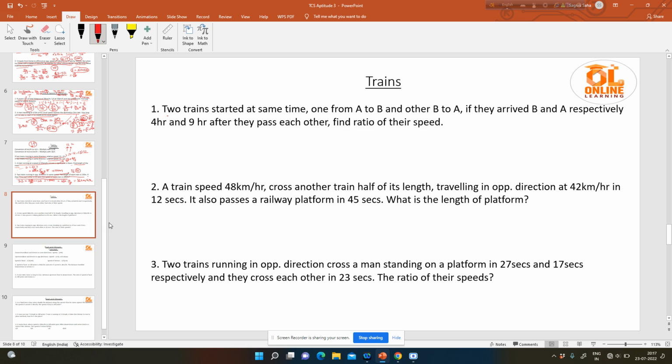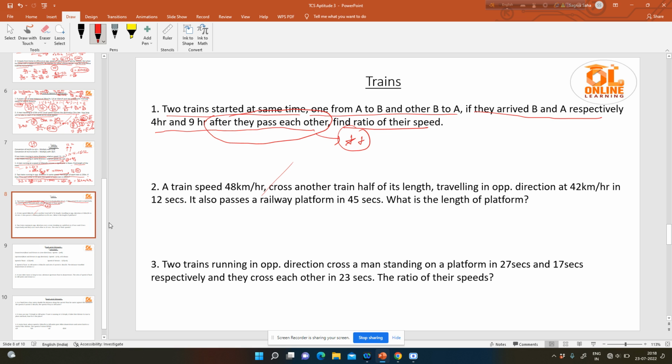Two trains started at the same time, one from A to B and the other from B to A. If they arrive at B and A respectively 4 hours and 9 hours after they pass each other, find the ratio of their speeds. This line is very, very important. Whenever in the question you see find the ratio of the speeds, when it is written after they pass each other, you can directly apply a formula.